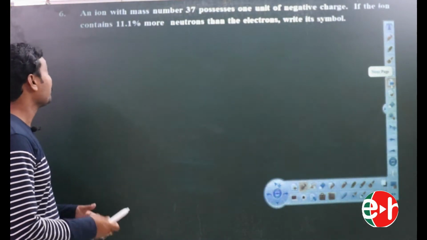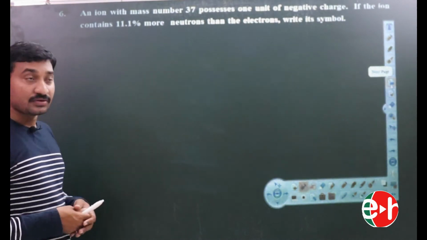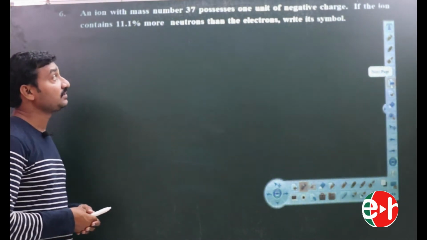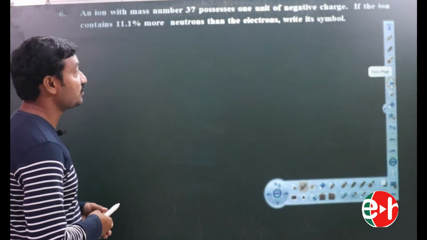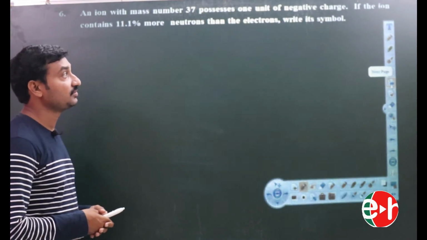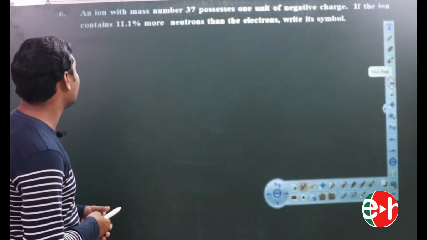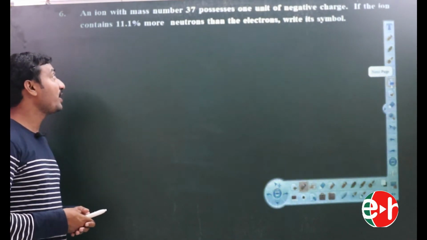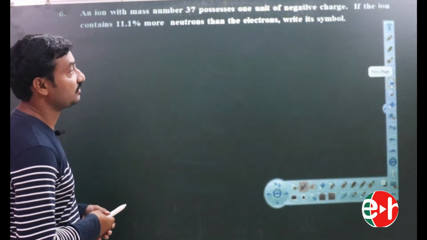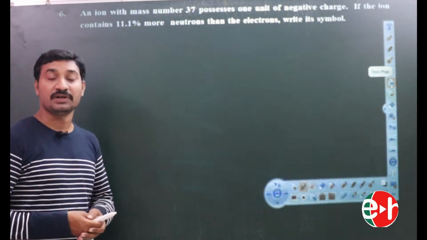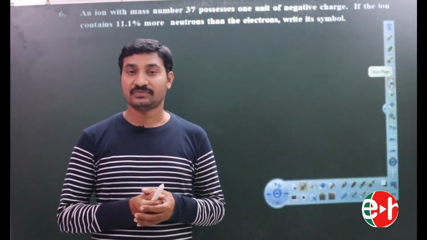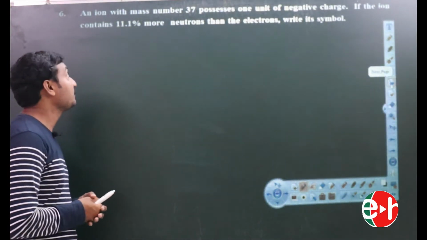See this is a subjective question. An ion with mass number 37 possesses 1 unit of negative charge. If the ion contains 11.1% more neutrons than the electrons, write its symbol. What is the given question? This is a little typical question.